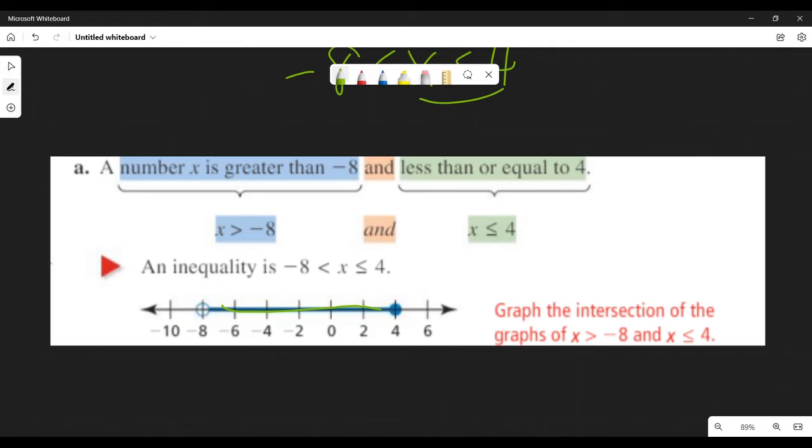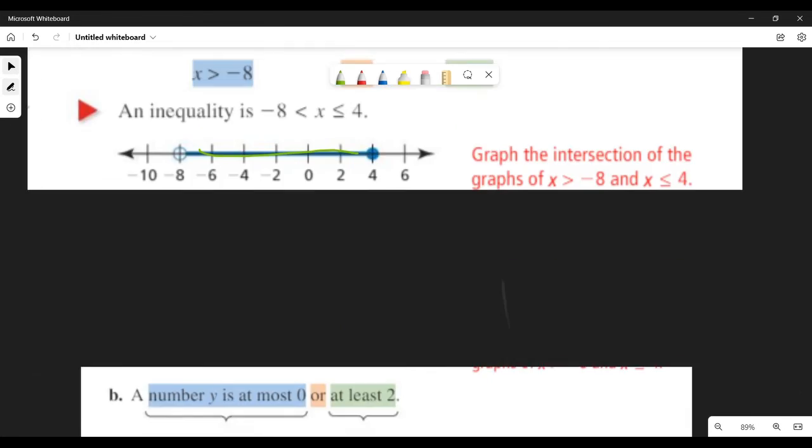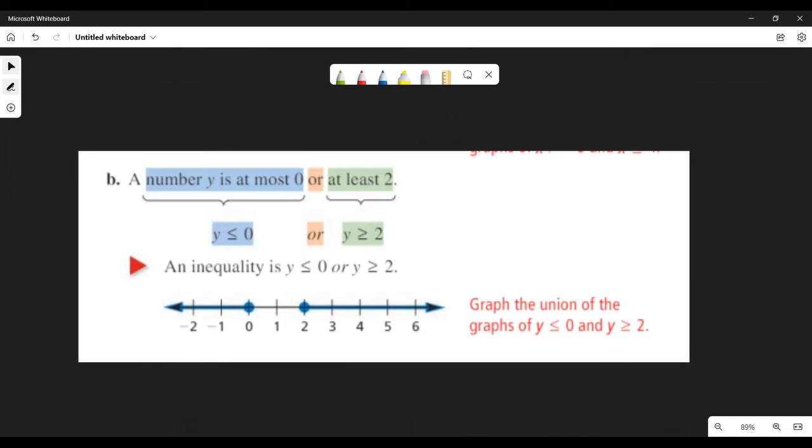Our next one is a number is at most 0 or at least 2. When it's at most 0, it can be anything less than 0 or even 0, but it can't be anything greater than 0. So y is less than or equal to 0, or it's at least 2, so anything above 2 or 2. So it's y is greater than or equal to 2.